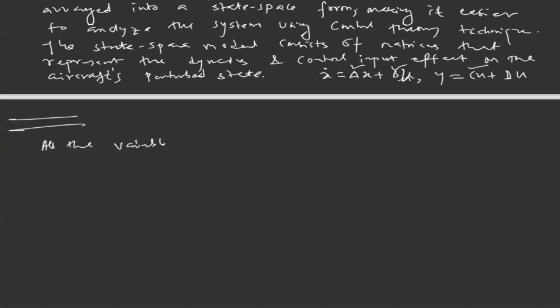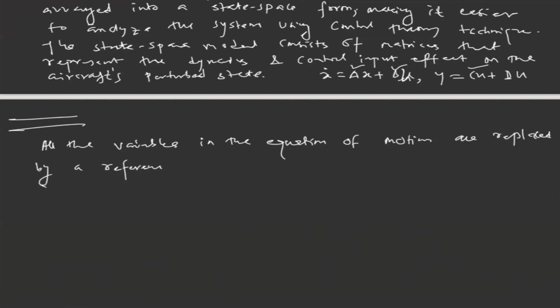All the variables in the equation of motion are replaced by our reference value plus a perturbation or disturbance.